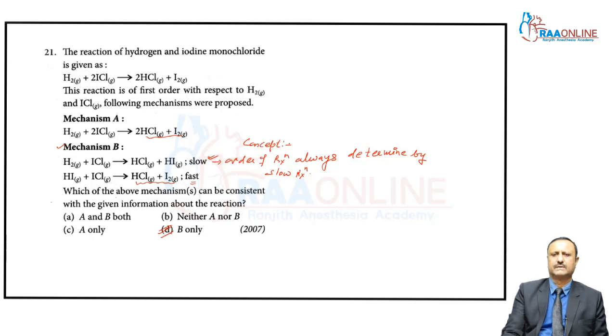The concept is this: order of reaction is always determined by the slow reaction. You can see the different types of reactions or steps that are present. You can see the slow step, and in this slow step, because equilibrium is not there, so my dear friends, you cannot see the other reactions. You go to the slow reactions. So, the option is B only.